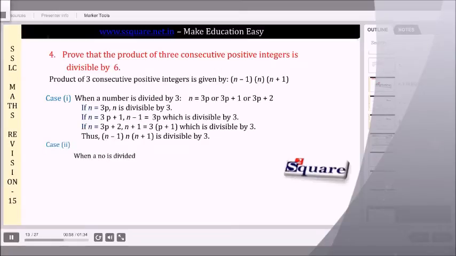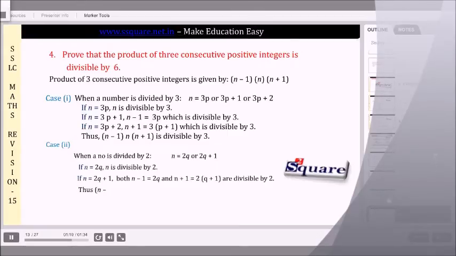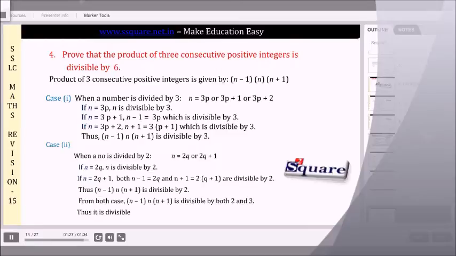Case 2. When a number is divisible by 2, n is equal to 2q or 2q plus 1. So if n is equal to 2q, n is divisible by 2. If n is equal to 2q plus 1, both n minus 1 is equal to 2q and n plus 1 is equal to 2 into q plus 1 are divisible by 2. So n minus 1, n, n plus 1 is divisible by 2. So from both cases, n minus 1, n, n plus 1 is divisible by 2 and 3, so it is also divisible by 6.